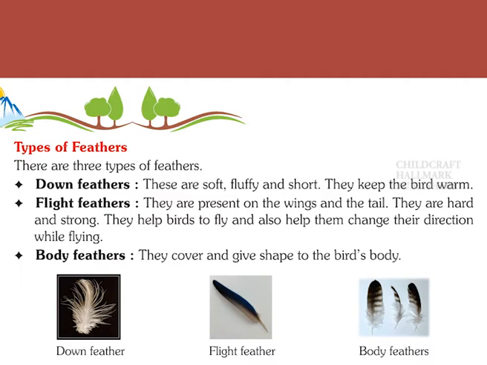Flight feathers. They are present on the wings and the tail. They are hard and strong. They help birds to fly and also help them change their direction while flying. Body feathers. They cover and give shape to the bird's body. Down feather, flight feather, body feathers.